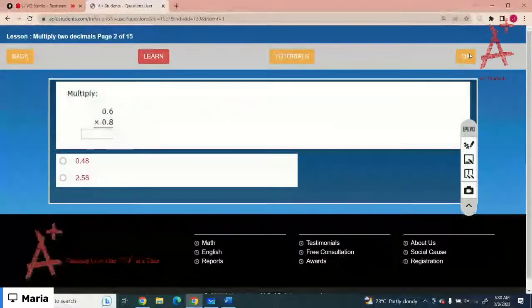0.6 times 0.8. So which is the correct option? Just multiply the numbers without decimal. Got it? 8 times 6 is 48. Got it? You need to put a decimal point. So both the digits have one decimal place. Yes, it would be 0.48.